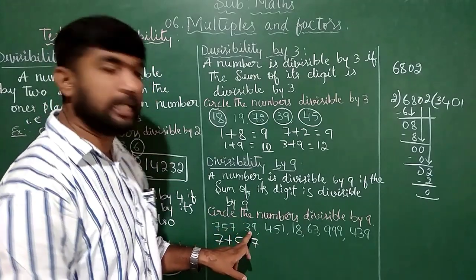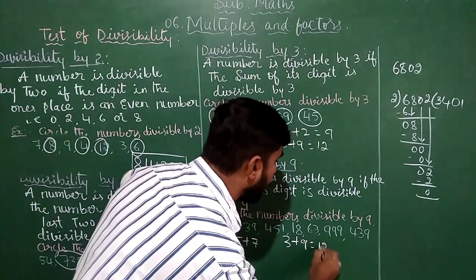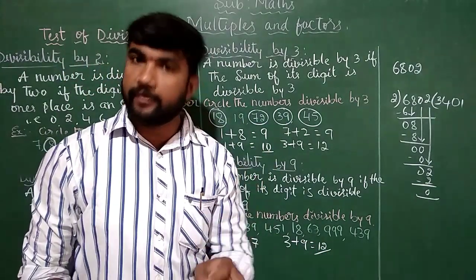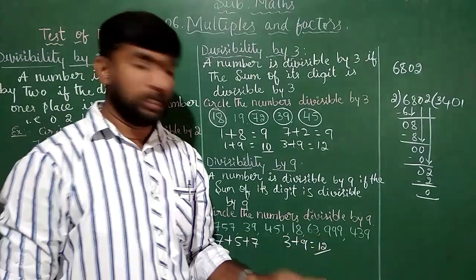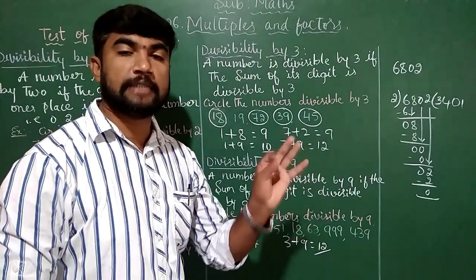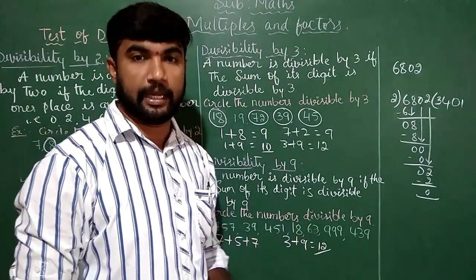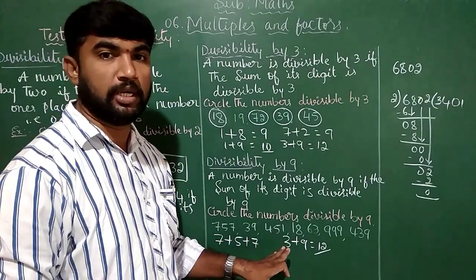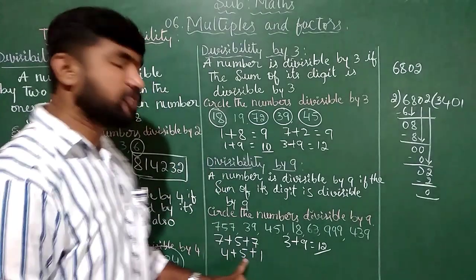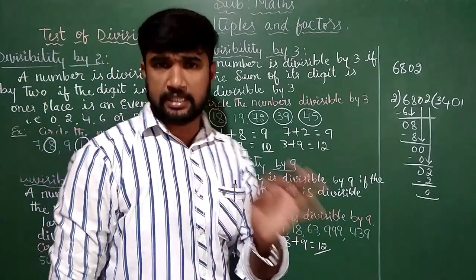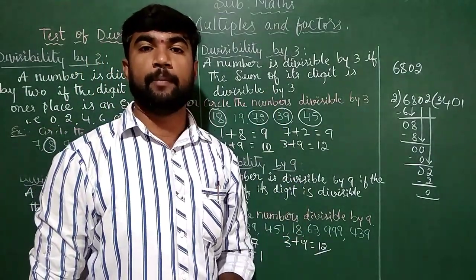The next is 39. 3 plus 9 equal to 12. Is 12 exactly divisible by 9? No. 9 ones are 9, 9 twos are 18, but here there is 12. So 39 is also not divisible by 9. Next is 451. We want to check the sum. 4 plus 5 plus 1: 4 plus 5 is 9, 9 plus 1 is 10. Is 10 divisible by 9? No. So 451 is also not divisible by 9.